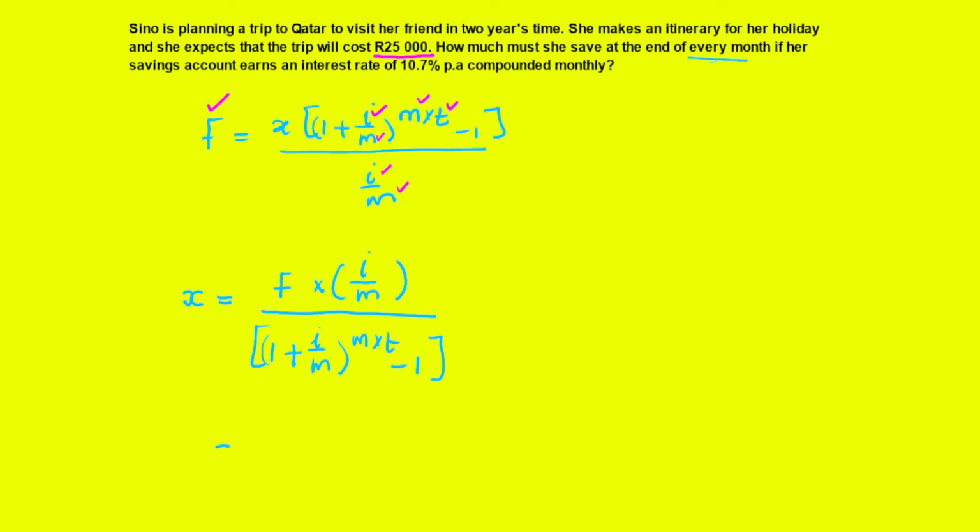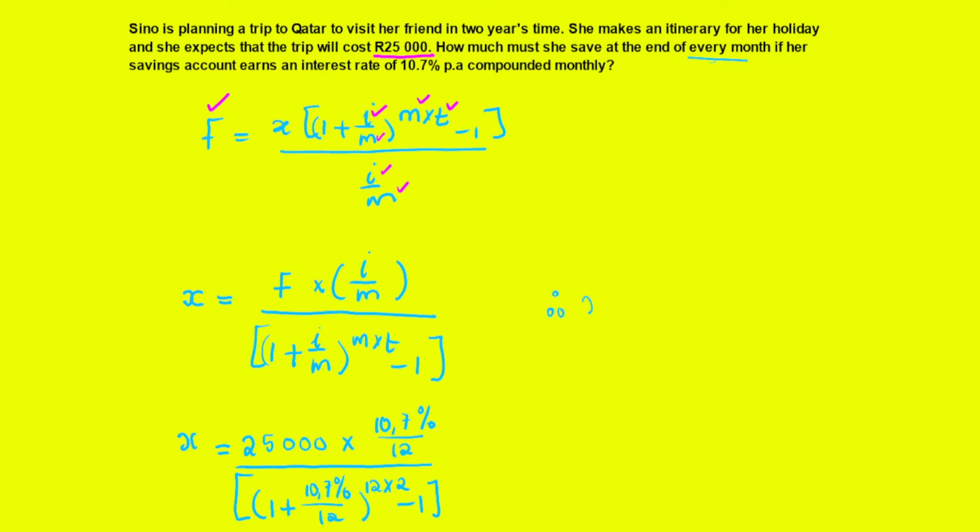If you put that into the calculator, you first have to sub in. So our F is 25,000 multiplied by our I, which is 10.7% over 12, and this is divided by this lovely bracket, which is 10.7% over 12. 12 times 2 is 24, or I can just simply do this, minus 1. And if you calculate your X, you'll find out that she needs to start saving every month 938 rand, 80 cents.